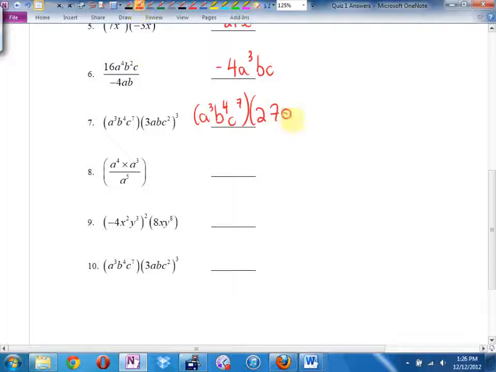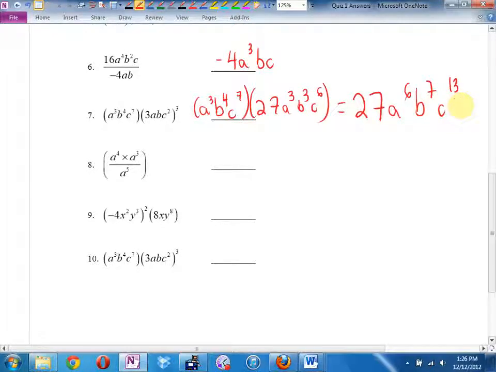27, there's going to be an A cubed. There's going to be a B cubed. There's going to be a C to the 6th. All right, numbers. There's going to be a 27. How many A's? 6 of them. How many B's? 7 of them. How many C's? 13 of them. There you go. All or nothing. I'm not giving out any part marks on this quiz.